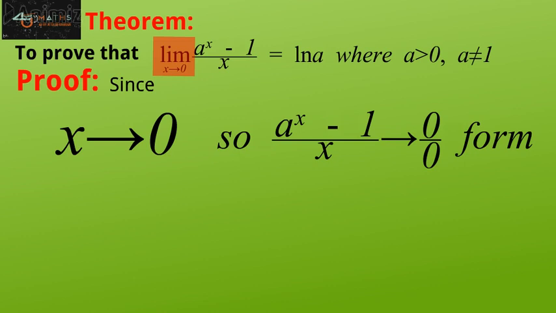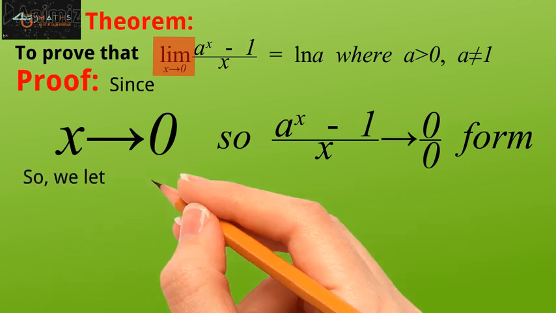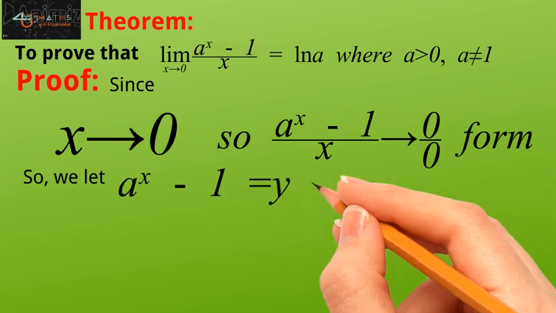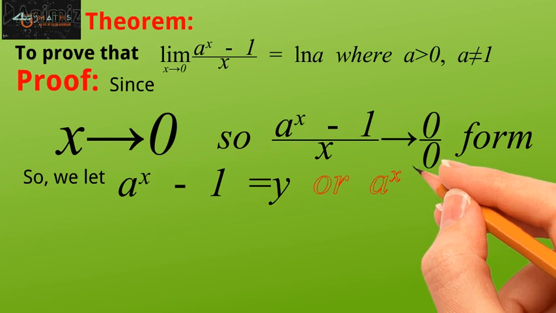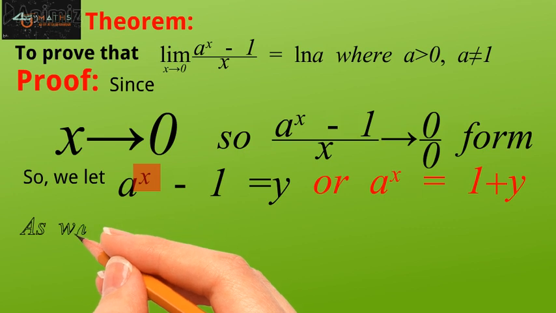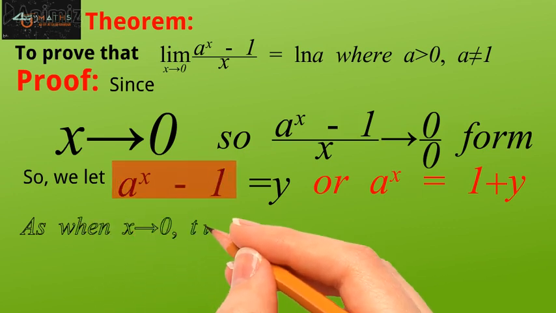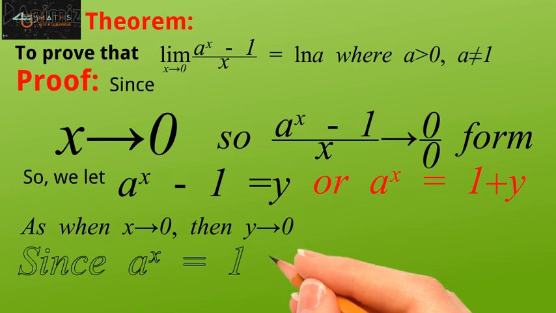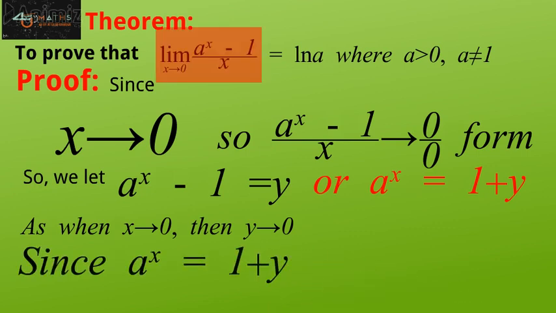For that purpose, we let a to the power x minus 1 be equal to y, or a raised to x is equal to 1 plus y. As x goes to 0, y also tends to 0. Since a raised to x is equal to 1 plus y, in the given limit we need the value of x. So for that purpose we are taking the log of both sides.